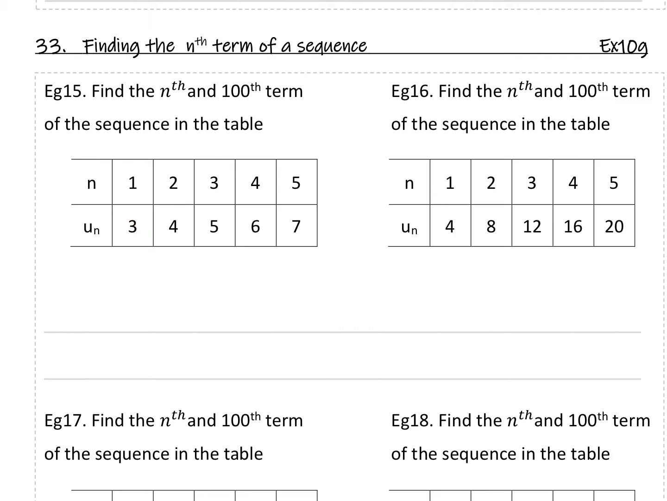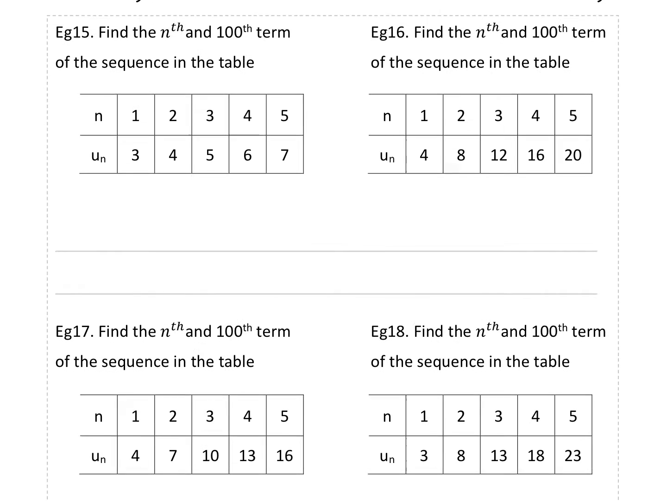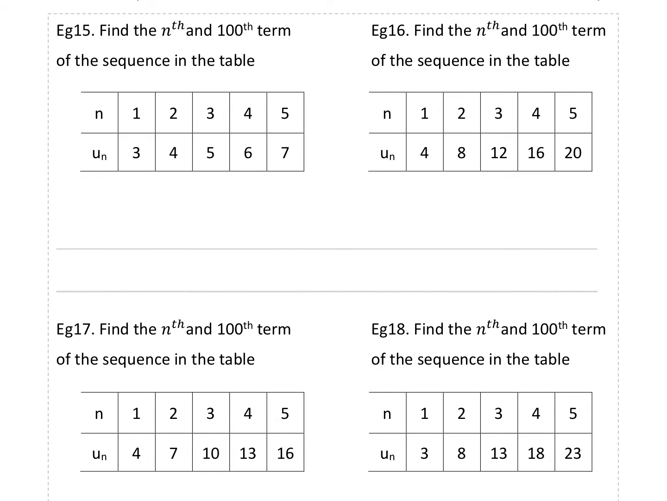Here's a sequence 3, 4, 5, 6, 7 that runs horizontally, as opposed to a table going down the way. Not a big deal, but just be aware that they could look slightly different. If you're happy with this topic, pause the video and try all the examples, 15 to 18. If you're not sure with this topic, then listen, and then when you think you understand it, pause it and try the remaining examples.